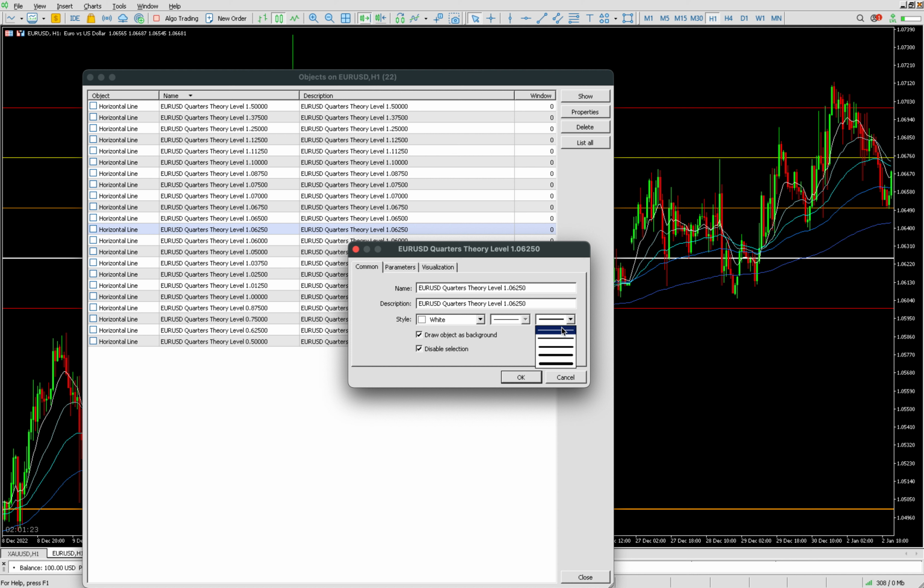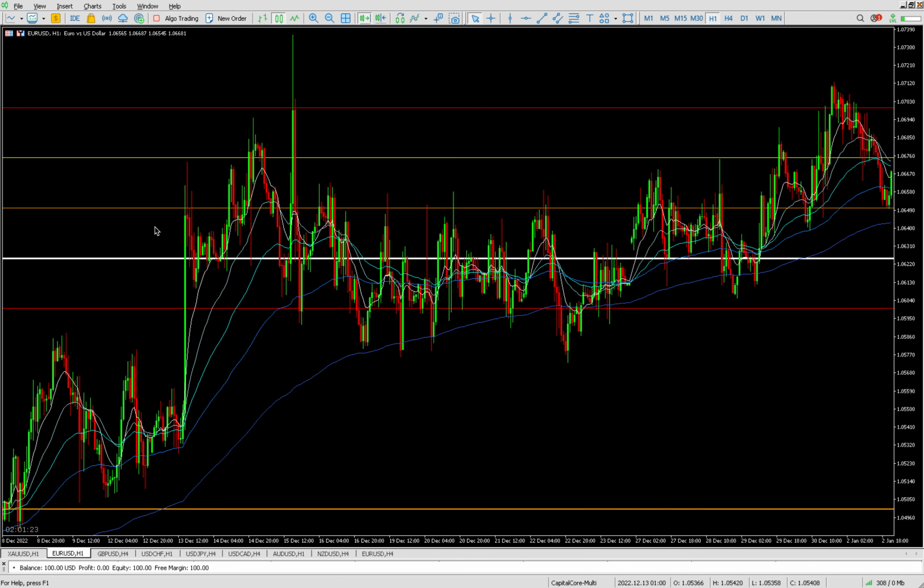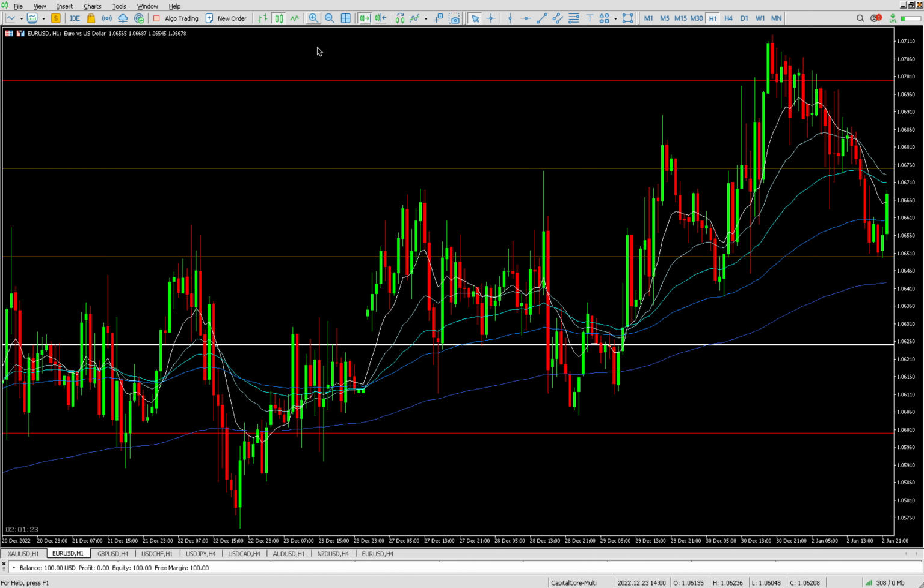1.0625. You see, we found it. Now you can increase the thickness there, make it a little bit easier to see. But anyways, right now we're going to continue with the video. Zoom in a little bit more. Let me show you how to put in these levels here.